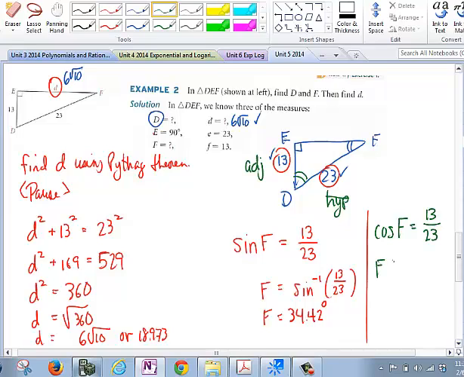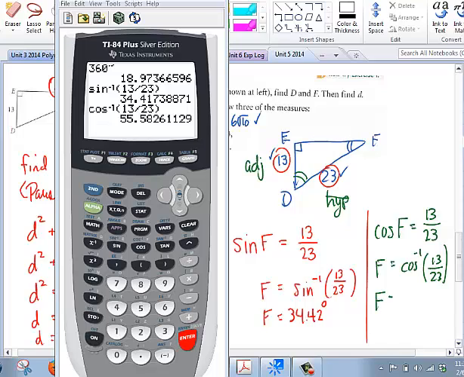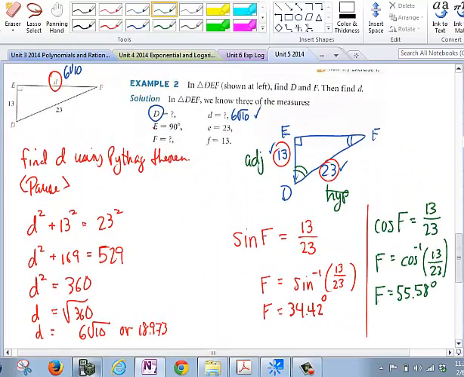And again, we use inverse trig, inverse cosine of 13 over 23. In our calculator, I'm just going to find the inverse cosine. 13 divided by 23. And my calculator tells me 55.58 degrees.